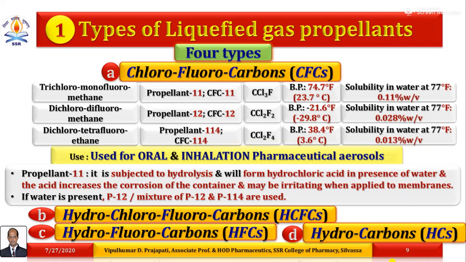Propellant 11 is subjected to hydrolysis and will form hydrochloric acid in presence of water, and the acid increases the corrosion of the container and may be irritating when applied to membranes. If water is present, propellant 12 or a mixture of propellant 12 and propellant 114 is used to minimize these types of hydrolysis effect of propellant 11.